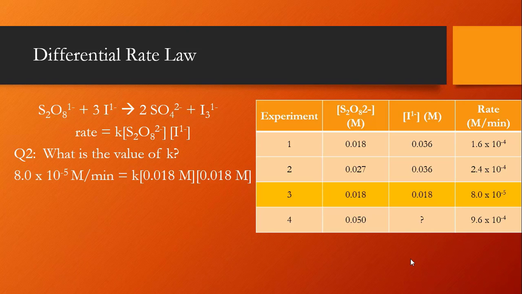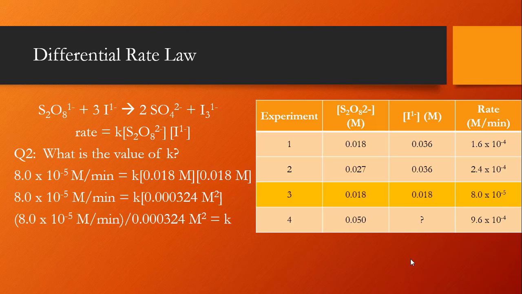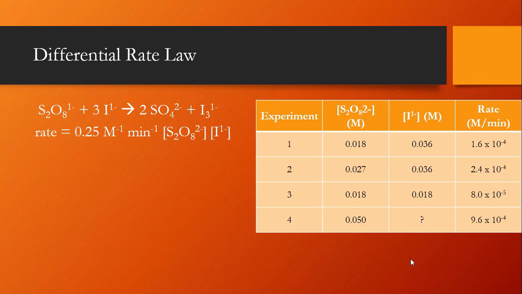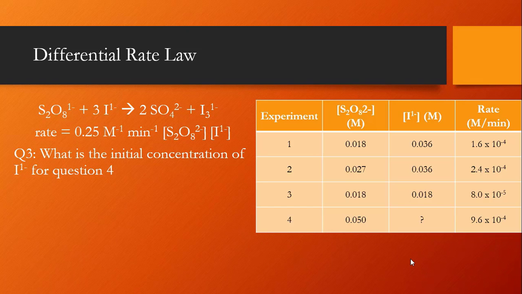I plug the values in where they belong. I go ahead and begin to solve it. Divide both sides as appropriate. I end up with 0.25 molarity to the minus 1, minutes to the minus 1. So we know at this temperature, this is the rate law. What's the initial concentration of iodide for question 4? Stop, figure it out, come back, and double check your answer.